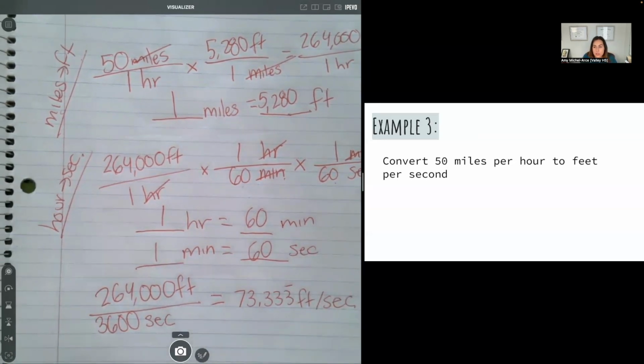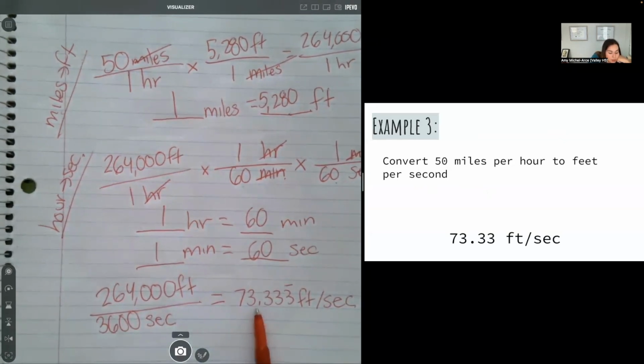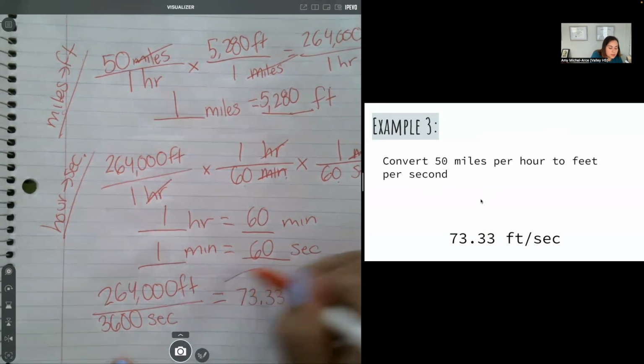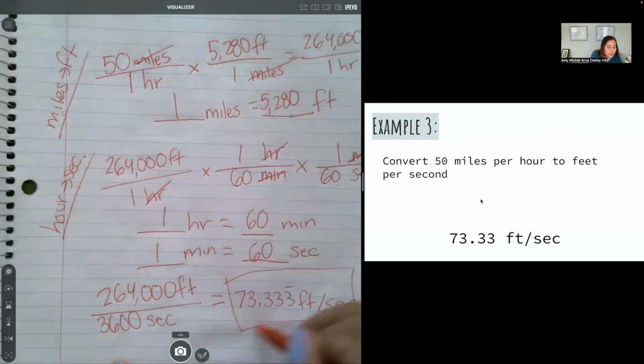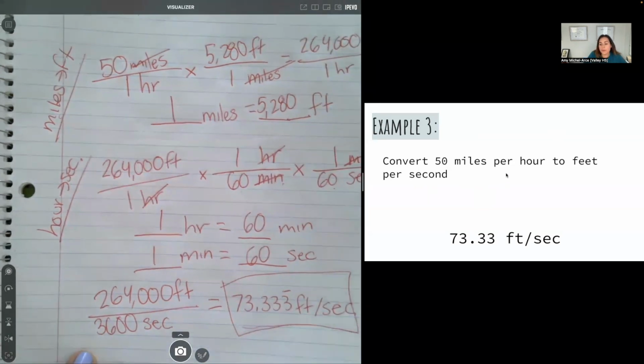And since the question doesn't say to round anything, I could just list it out. 73.33, and then they just keep repeating feet per second. Remember to include the units. So it's really important here that we list out our answers with the units. If not, I don't know what you're talking about.